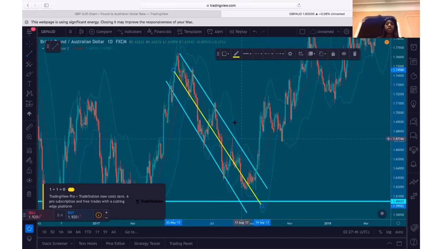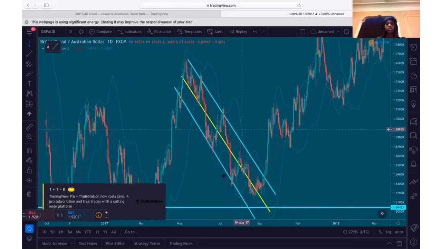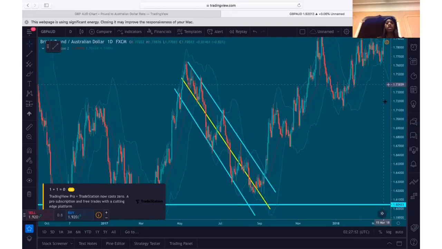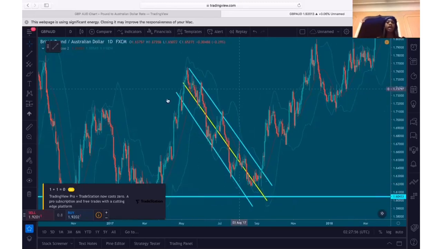So rule number 1, let's go back to it. Rule number 1 is identify a trend. So we identified the trend as the downtrend, right? And then next what we did is trap the trend. So these blue lines going down are trapping the trend from the top and the bottom. Next what we do is create a midline.